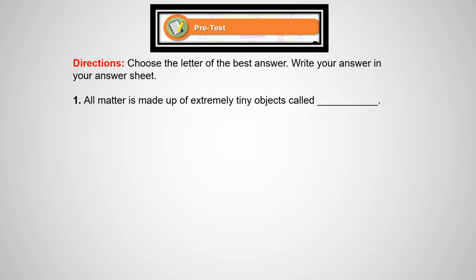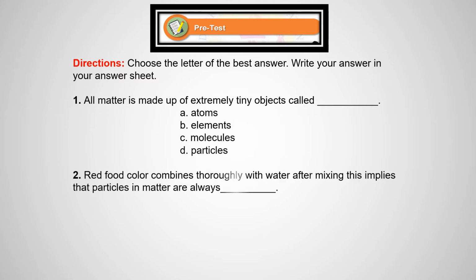All matter is made up of extremely tiny objects called blank. A. Atoms, B. Elements, C. Molecules, D. Particles. Number 2. Red food color combines thoroughly with water. After mixing, this implies that particles in matter are always blank. A. Colliding, B. Bouncing, C. Moving, D. Touching.